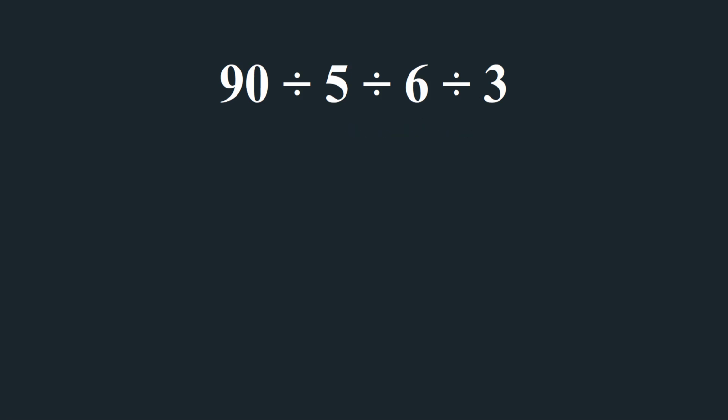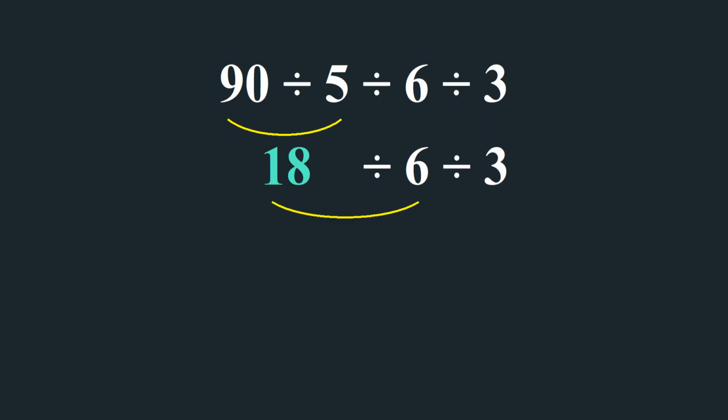So first we have to do this division. 90 divided by 5 gives us 18. So 18 divided by 6 divided by 3. And now we have to do this division.